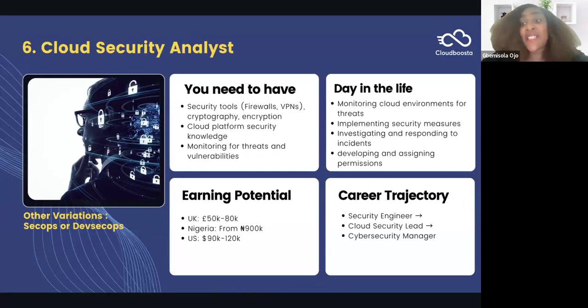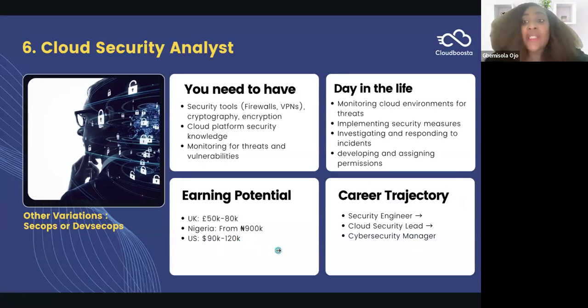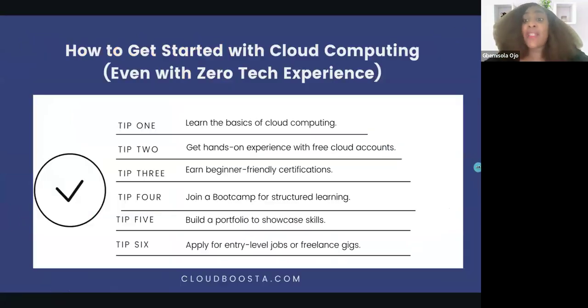Again, earning potential is high, similar to what I've been saying before. In the UK, you can have up to £50,000 annually. From Nigeria, almost £1 million on a monthly basis, almost £12 million annually. In the US, you can have about $90,000 annually. And of course, you can go on to become a cloud security lead, the chief security officer of the organization, or a cybersecurity manager.